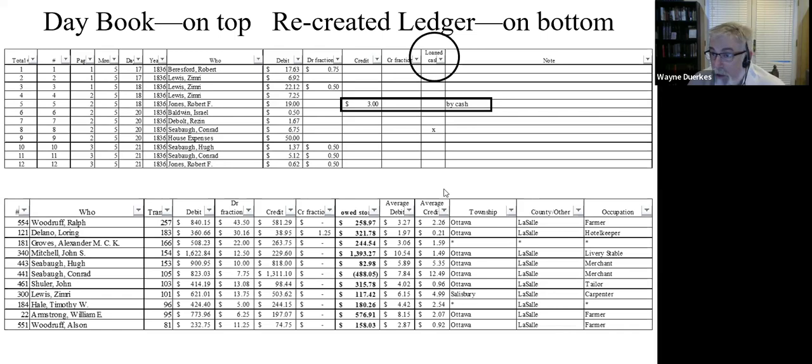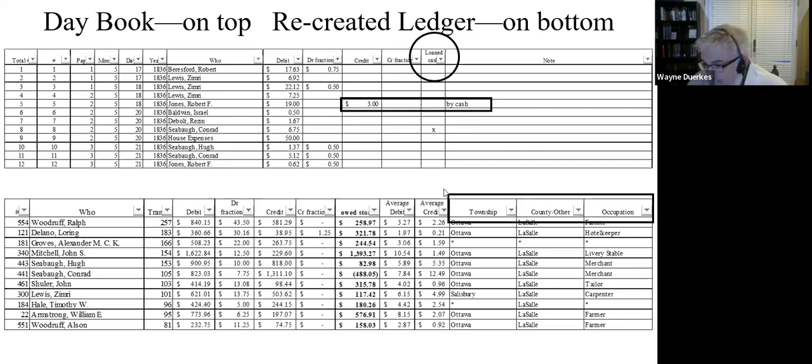Now, in the recreated ledger, if we look down at the bottom part here, you'll see that Ralph Woodruff had the most transactions, 257. His total debit, his total credit, how much he owed the store or the store owed him, what his average debit was, what his average credit is. And this is all data that we're going to use later in the interpretation aspect of it.